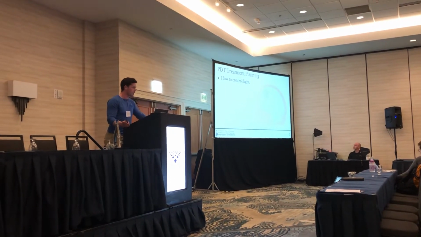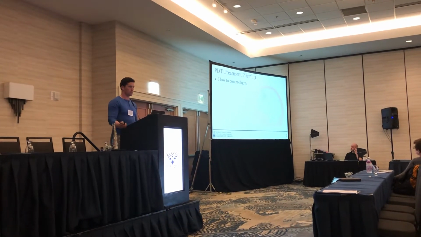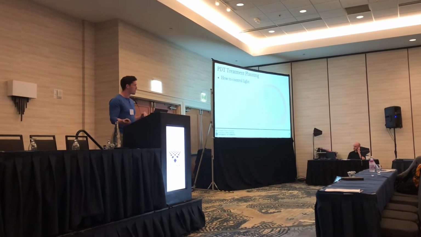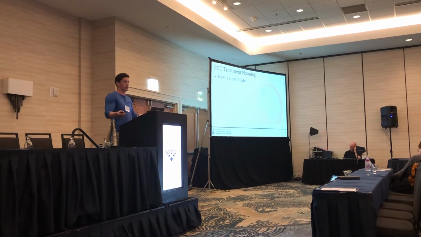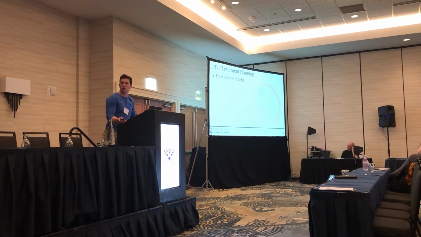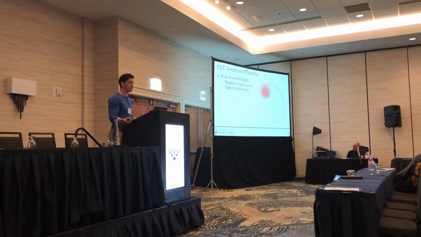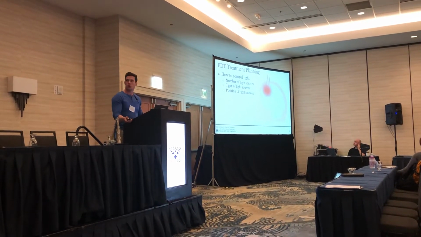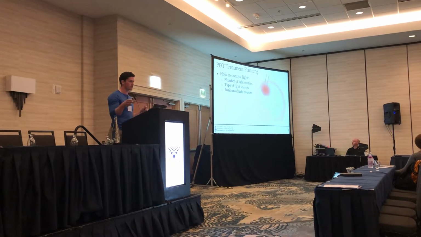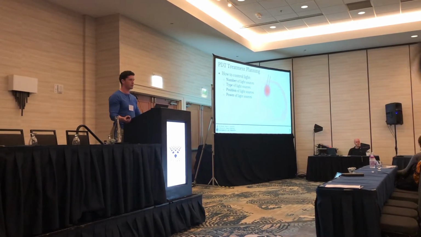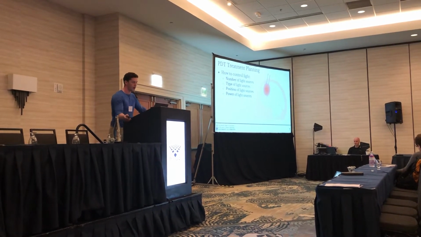So there are various ways that we can control the outcome of this treatment plan. One way is to control where the light goes, right? So how can we control that? Well, we control how many light sources we use. We control the type of light sources we use. We can control where we put those light sources. And lastly, we control the power of those light sources.